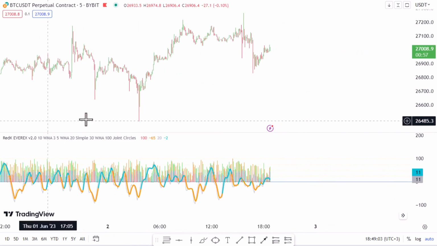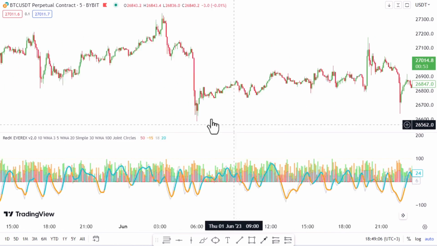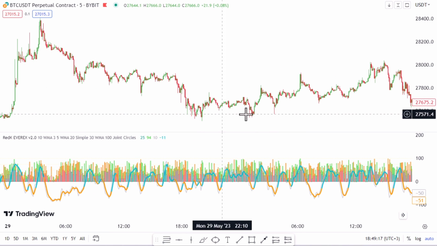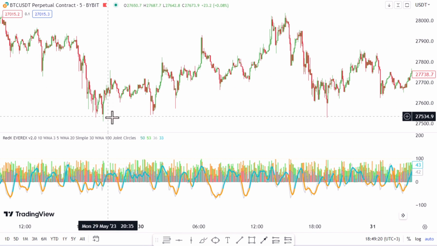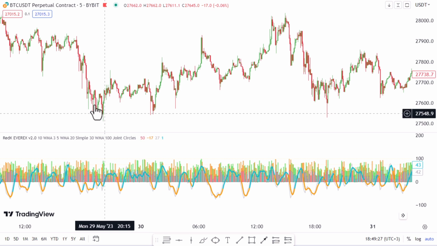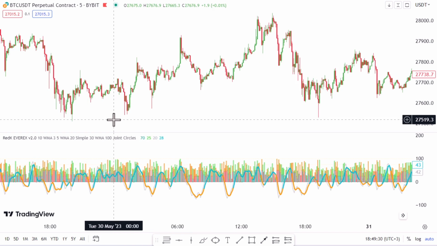The second implication is when the effort and result are in disharmony. If a high volume of trading, which is high effort, does not lead to a significant price move, this is a divergence indicating potential market weakness or a possible trend reversal.